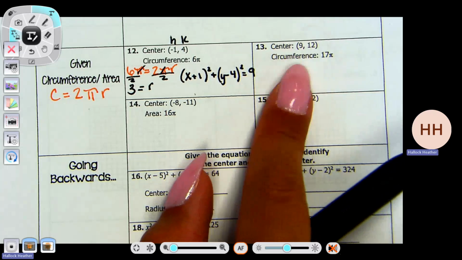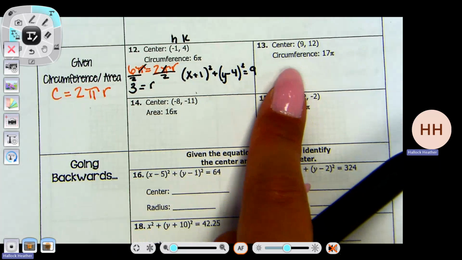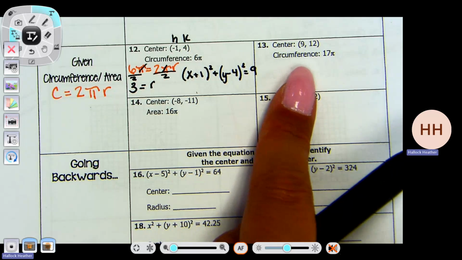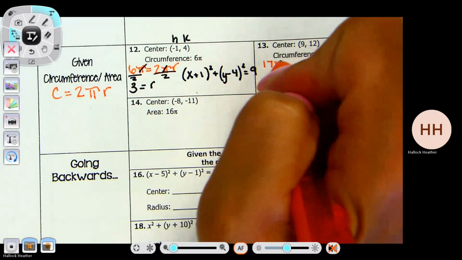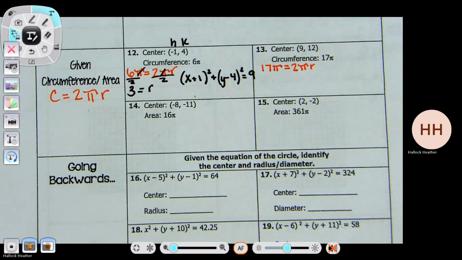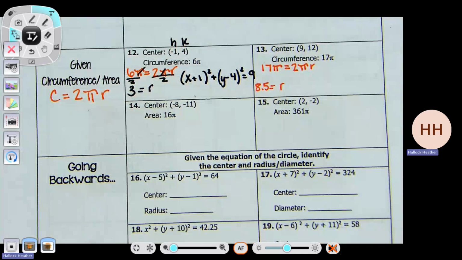Okay, try 13. 13, you get a decimal for the radius, but it's like a nice decimal. It's like 0.5. It's okay. You can get a decimal. So try to set it up. Literally basically one step to find the radius. You're literally just dividing by 2. So what's your radius? 8.5. So write your equation.